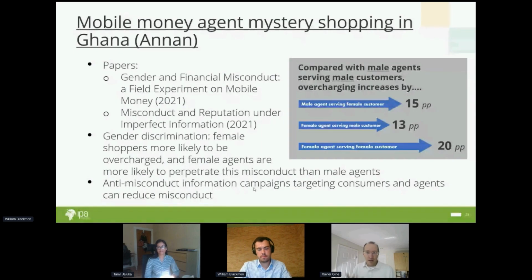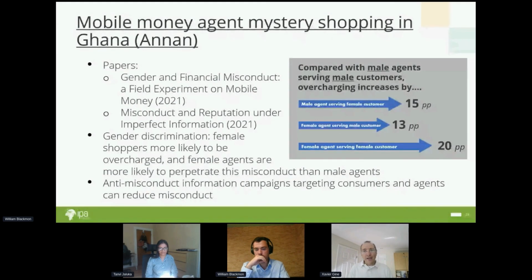Maybe because, again, related to the previous paper, maybe they think that females are less knowledgeable about transactions, right? But anyway, this is all stuff that he's addressing. Again, male agents serving female customers also charge more than male agents charging male customers, right? So this is all relative to male agents serving male customers.